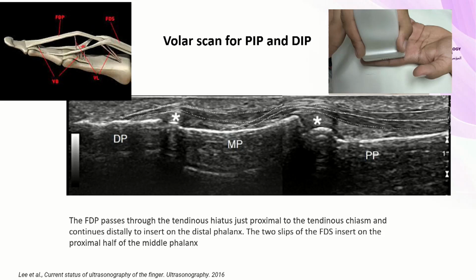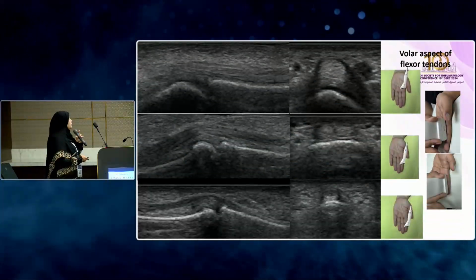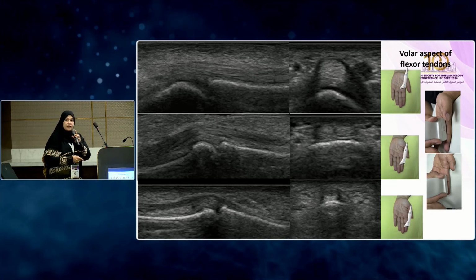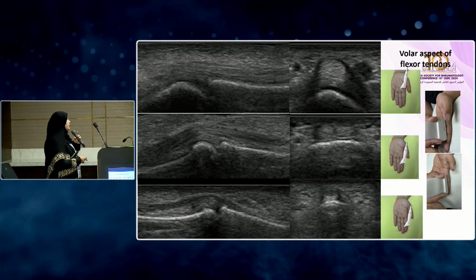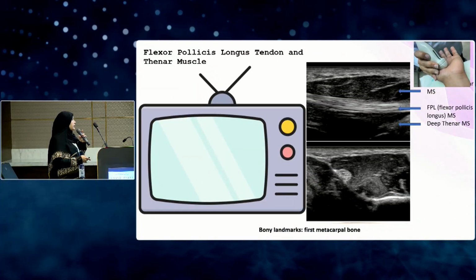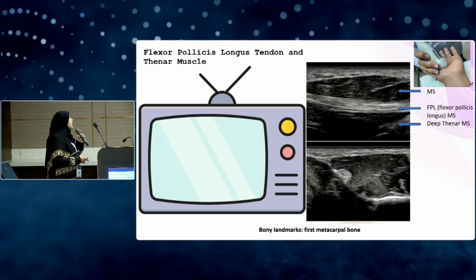This is an ultrasound illustration of the attachment of the flexor digitorum superficialis as well as profundus and other enthesial sites. So again, to summarize, you should scan all the hand joints, longitudinal and transverse scan, to identify any pathology, volar and dorsal. Don't forget the distal insertion for enthesitis.